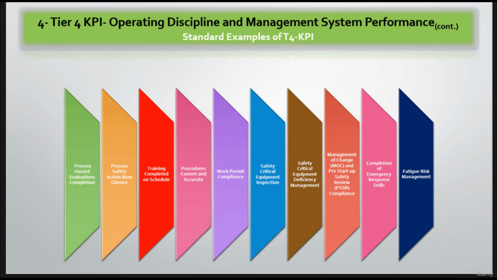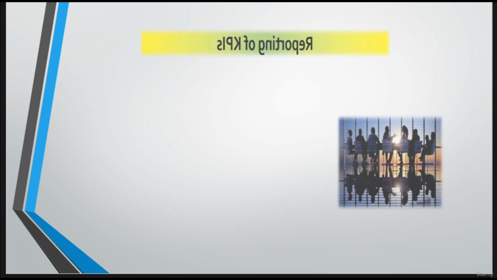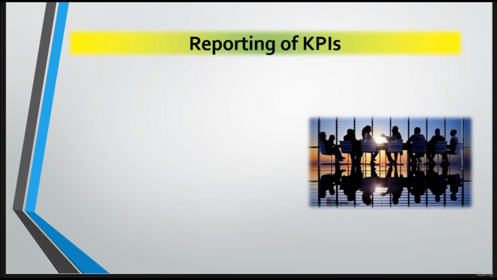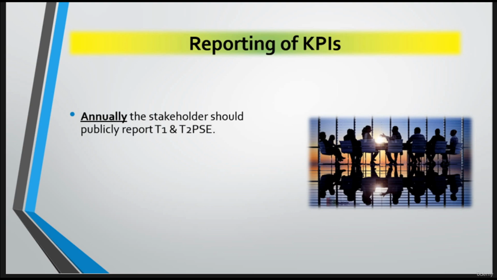These are the most leading indicators. If you are fulfilling them, or if you are in good adherence and compliance, then your feet are on the right track. Okay? So, at last, the reporting of KPIs. The reporting of KPIs should be done annually, okay, by the stakeholders, and it should be reported publicly regarding Tier 1 and Tier 2 process safety events.